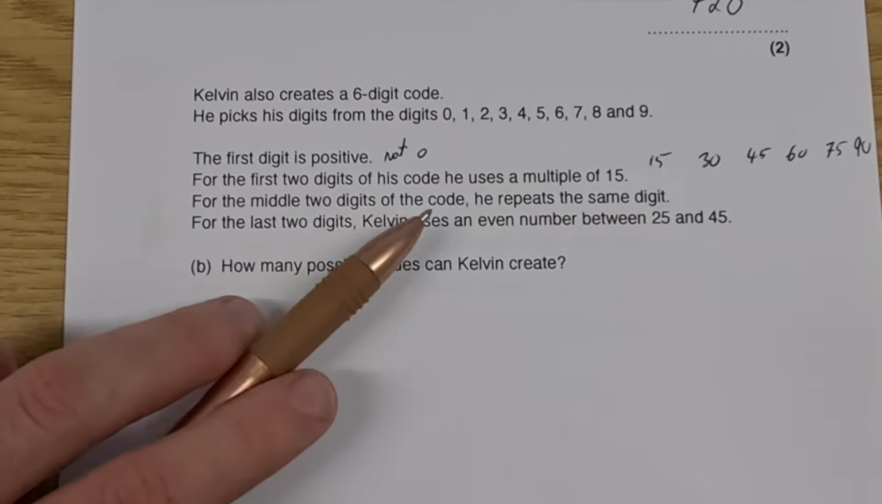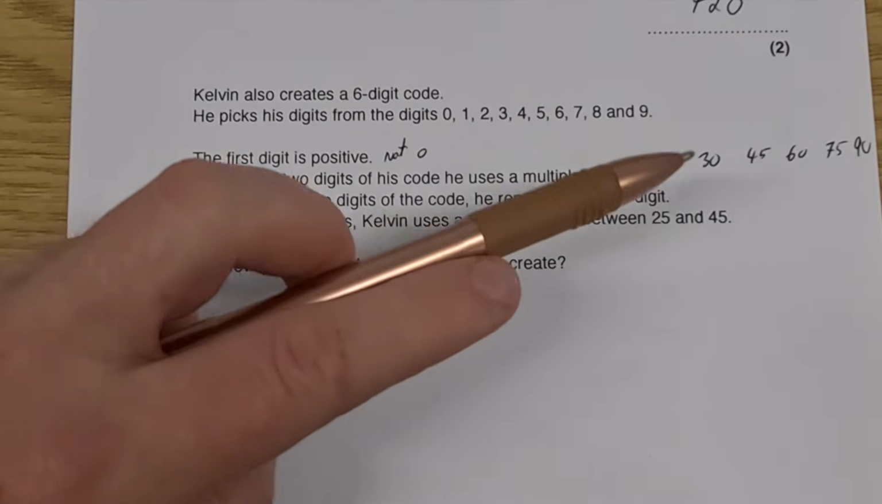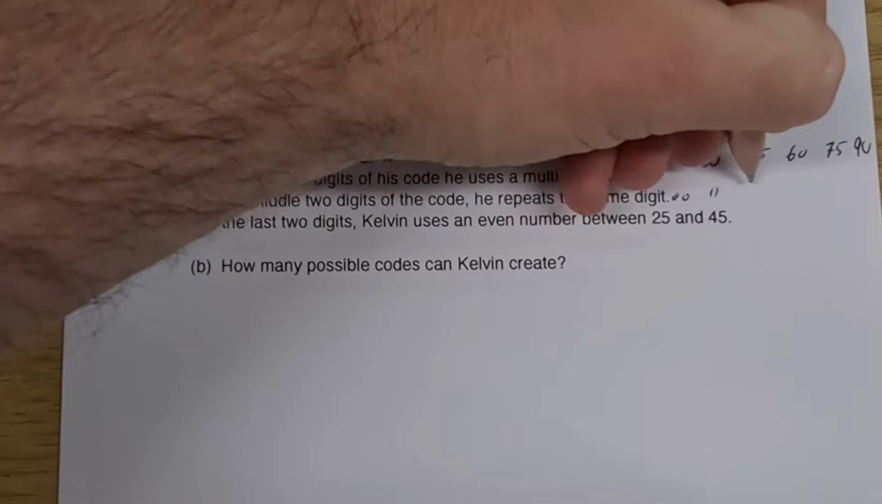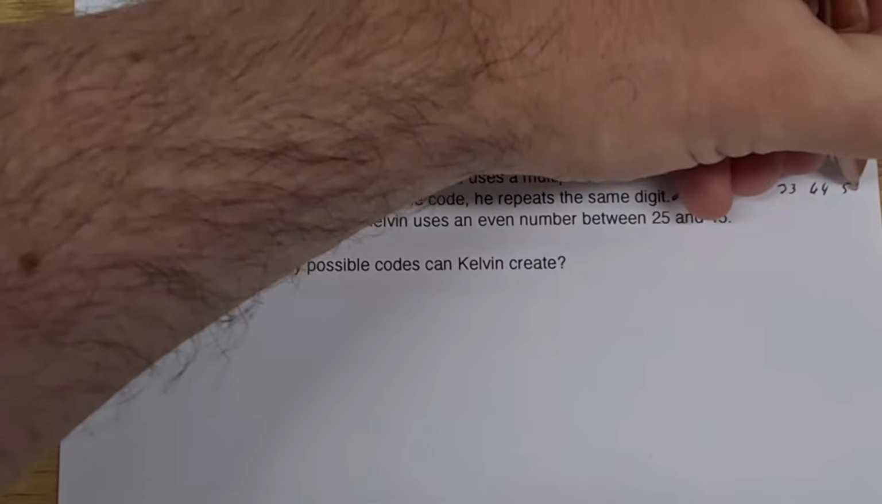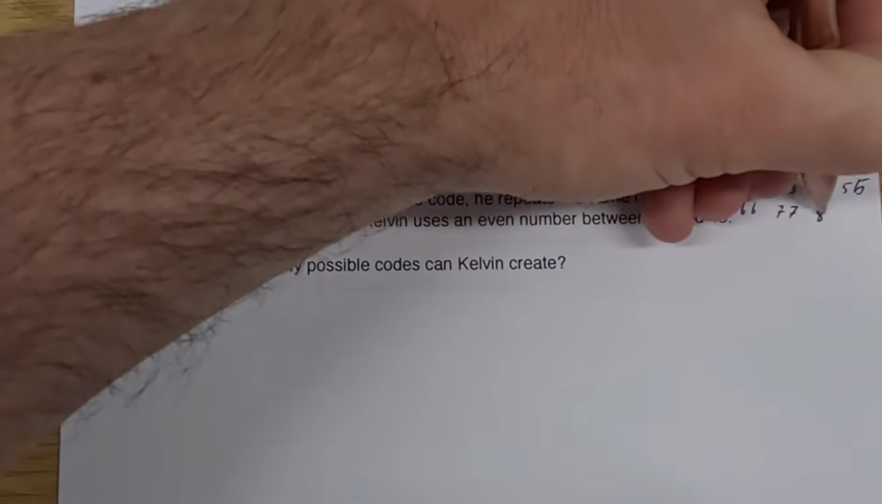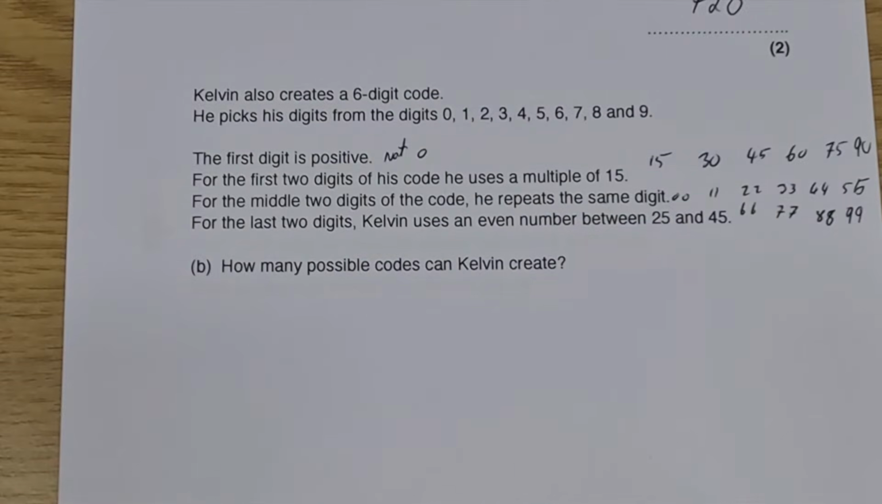For the middle 2 digits, he repeats the same digit. So that means he can choose either a 0, 0, 1, 1, 2, 2, 3, 3, 4, 4, 5, 5, 6, 6, 7, 7, 8, 8, or 9, 9. So that's what he could choose for the middle 2 digits.